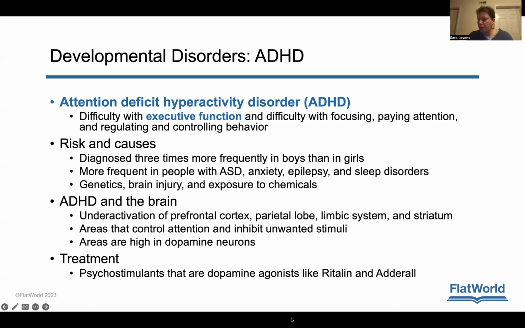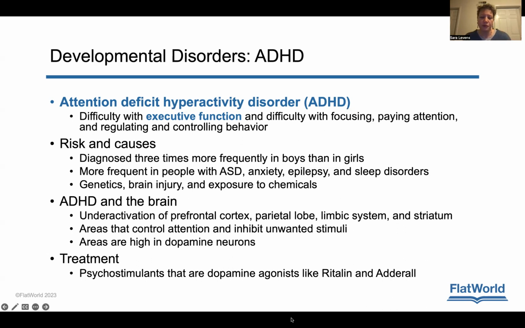All right. And within the brain, you can have underactivation of the prefrontal cortex, which makes it harder for it to regulate behavior. Underactivity in the parietal lobe, limbic system, and the striatum. And these are the areas that actually control attention and inhibit unwanted stimuli. So you can see some of these effects, particularly as we're covering the autism spectrum and then moving into ADHD and what you know of the brain and the body right now. And the parietal lobe and the prefrontal cortex, these are highly involved in attention, planning, control, and movement.